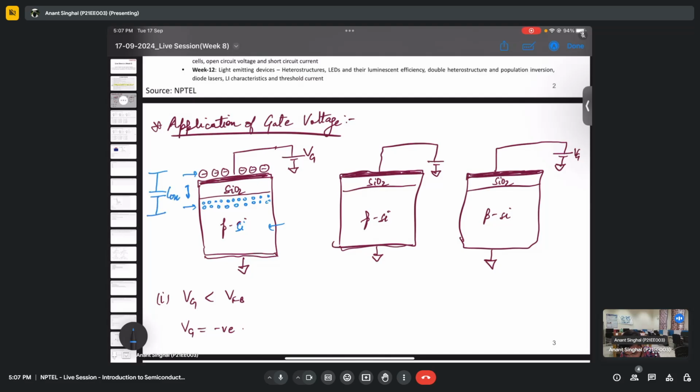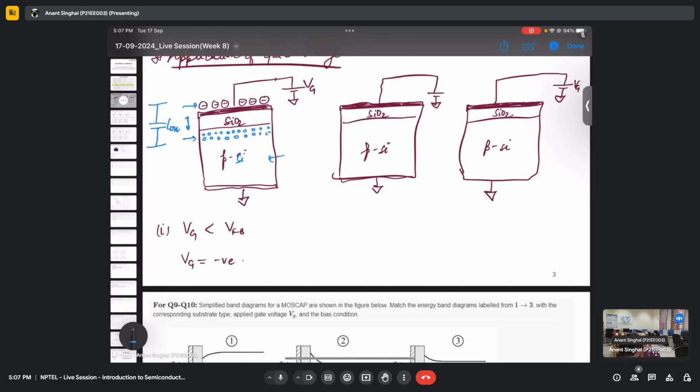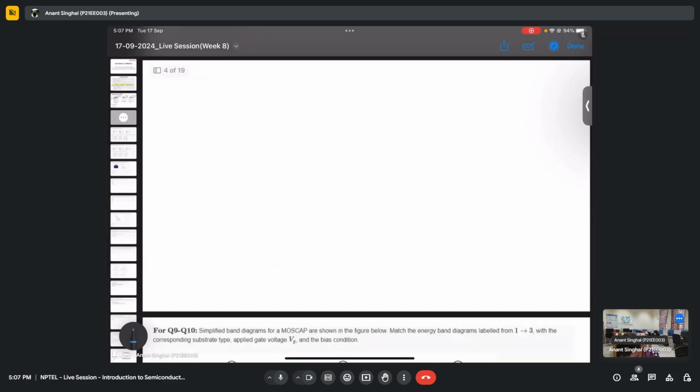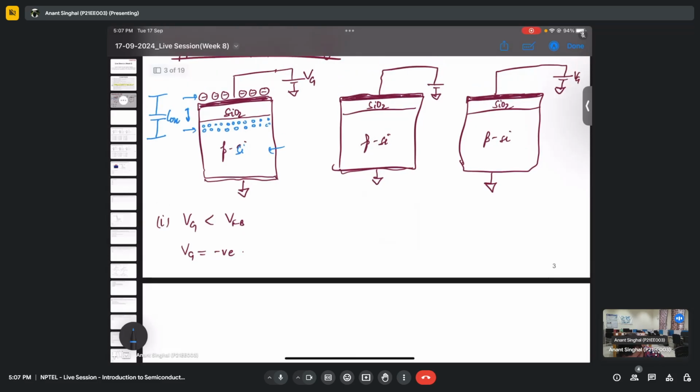So for this particular case we had a COX, and for this particular case maybe I can draw a line here, we had accumulation. What was accumulating? Accumulation of majority carriers, that are holes in this case, near the SiO2 and Si interface.